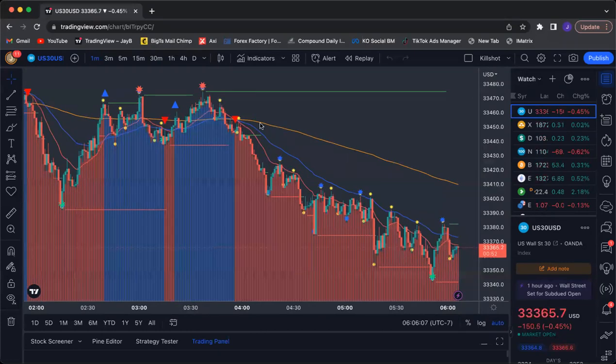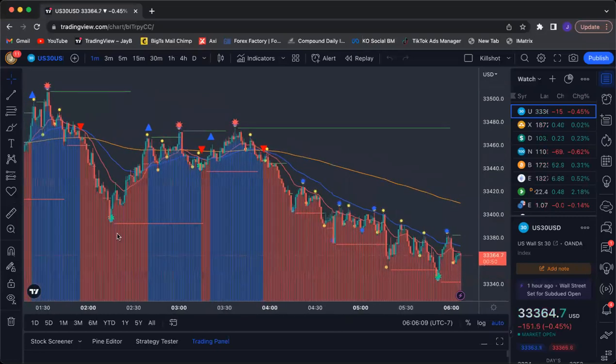Now, what is resistance? Resistance is when the chart is moving in an upward direction. It's a place where the chart can pause, reverse, slow down, or break through. Remember, when we talk about resistance, it's on the way up. So if the chart is heading up, it's going to get to a resistance level.